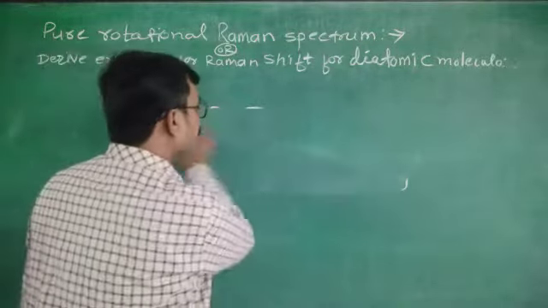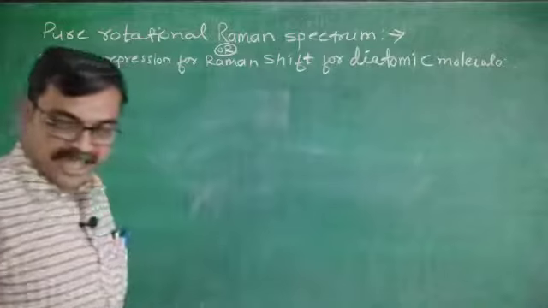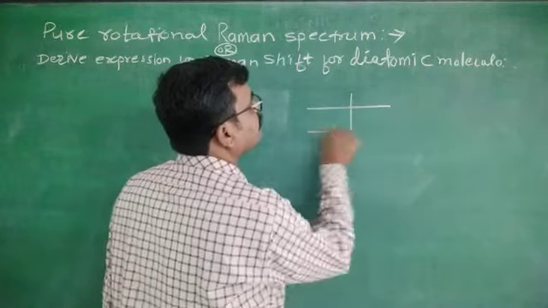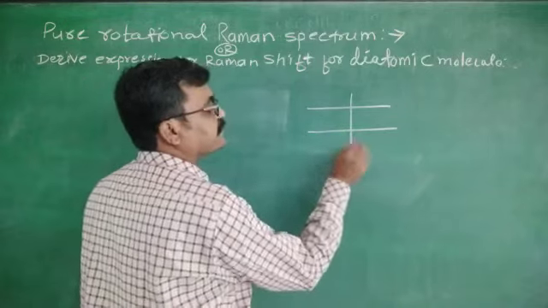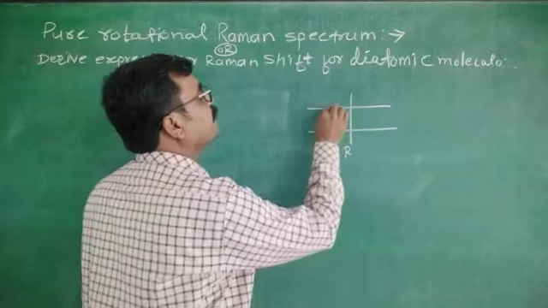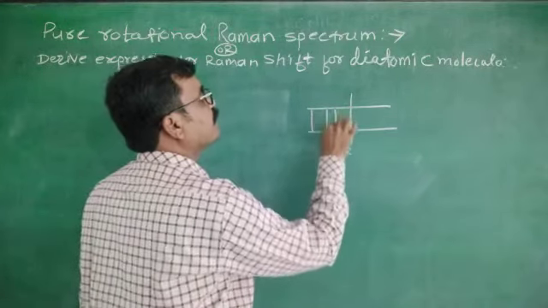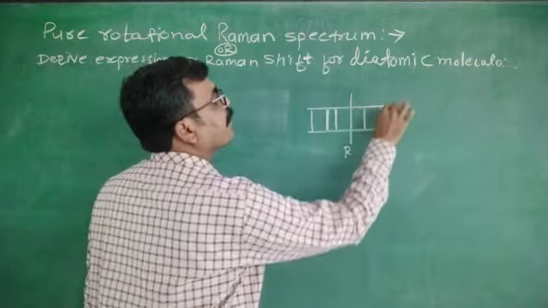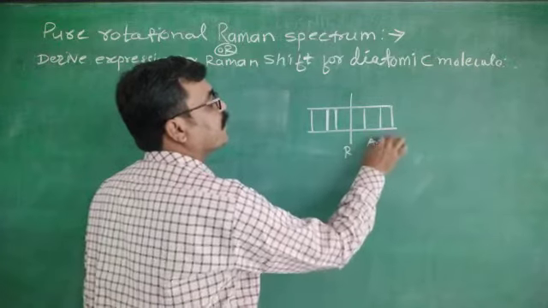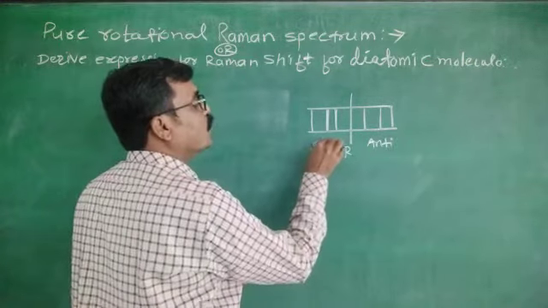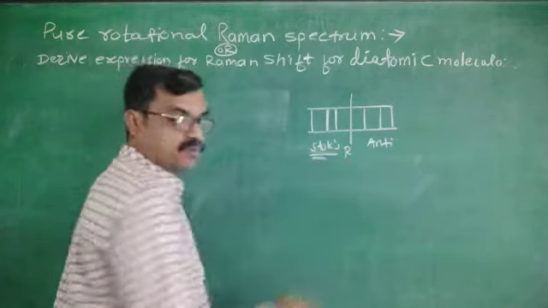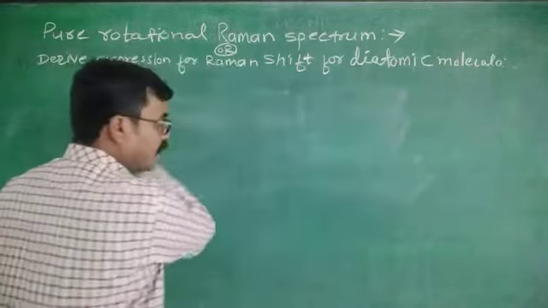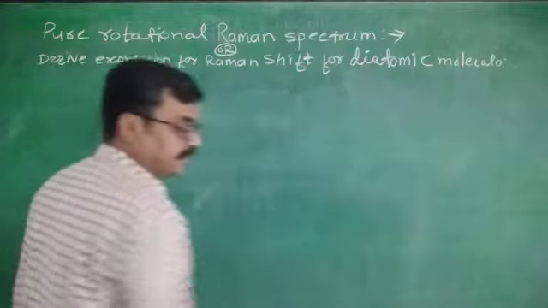Again you know these Stokes and anti-Stokes lines are equally spaced about the Rayleigh scattering. This is Rayleigh scattering, and these are the anti-Stokes lines, these are the Stokes lines, and these are the anti-Stokes lines. Okay, up to this you know what the Raman shift is and how the Stokes and anti-Stokes lines are displaced equally around the Rayleigh scattering.